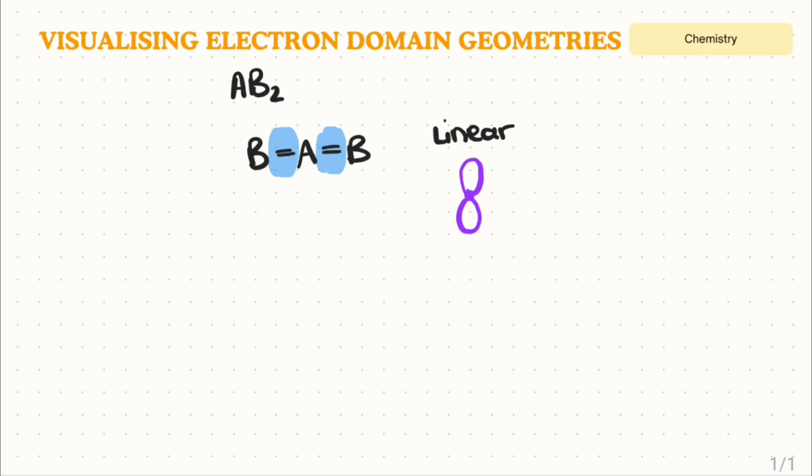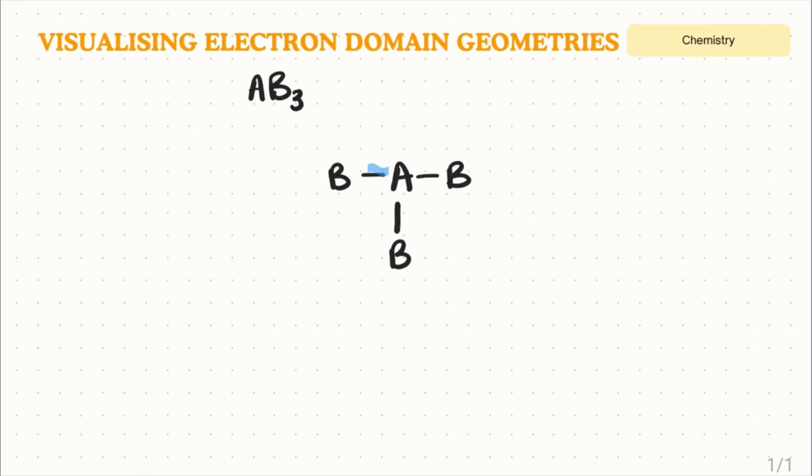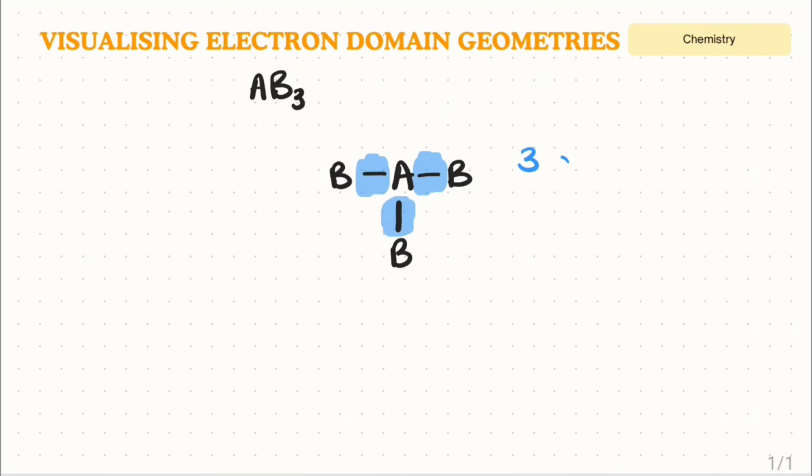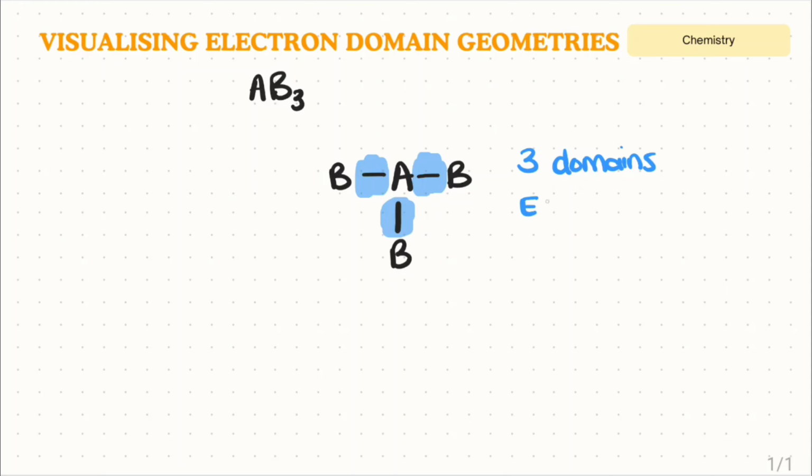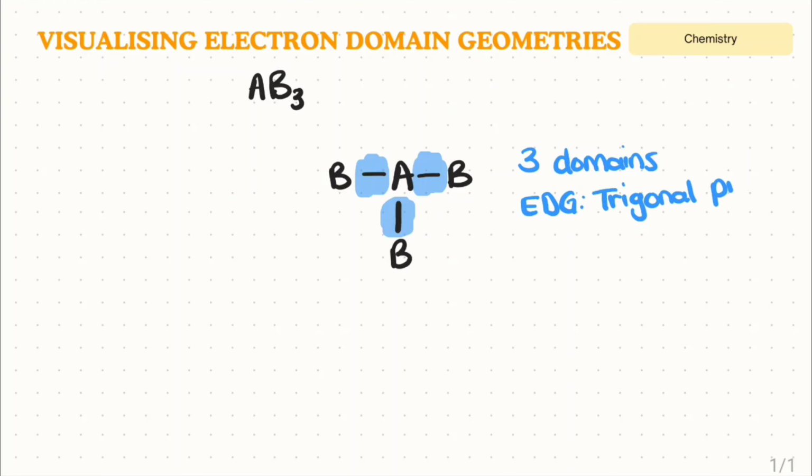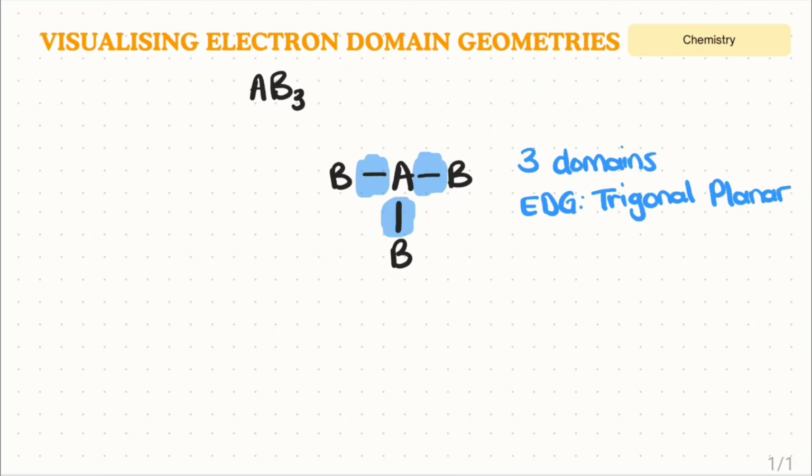It gets more complicated when we move to more domains. If you can think of the balloons, the more balloons we added, the more complex it got in how they orientated themselves. It's the same with molecules around a central atom. Our next example is AB3. So that means we have a central atom bonded to three terminal atoms. If we count how many domains we have: 1, 2, 3 domains. And the electron domain geometry, I will abbreviate, is trigonal planar. That's not our molecular geometry, that's our electron domain geometry.